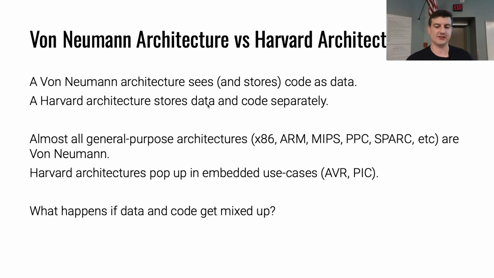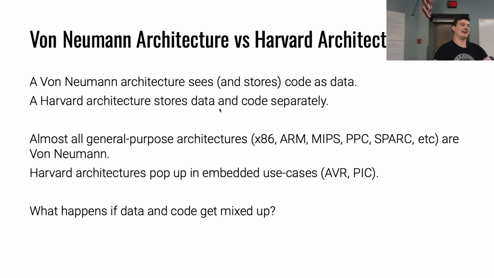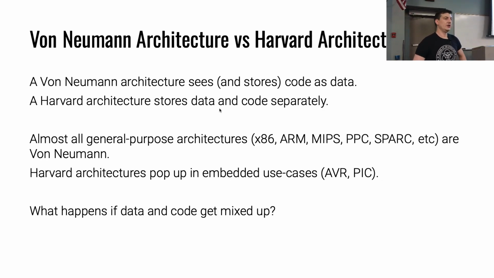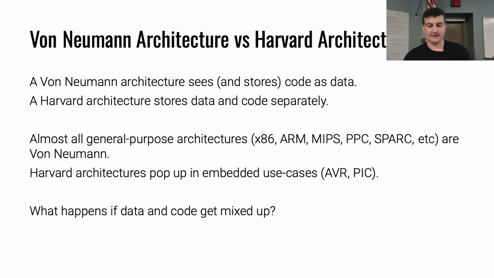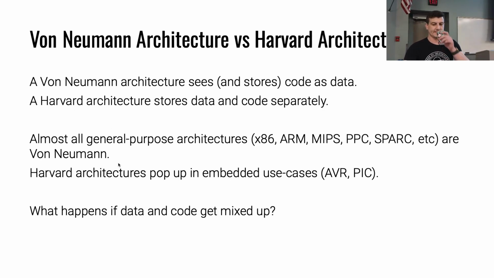Whereas Harvard was another style of architecture at the time that stored data and code separately. So here you'd have a different memory for code and a different memory for data. Almost everything that we've been using and learning is based on the von Neumann architecture.